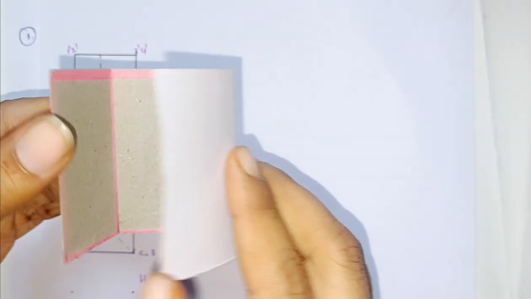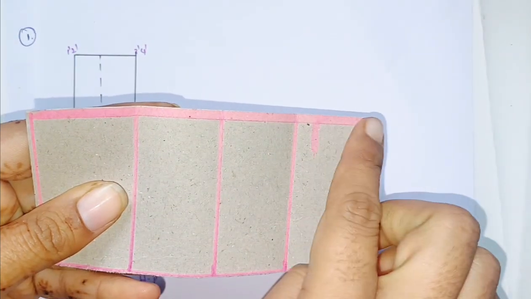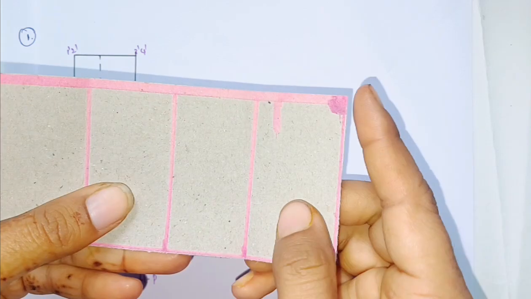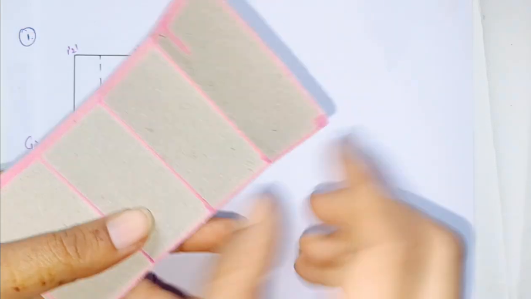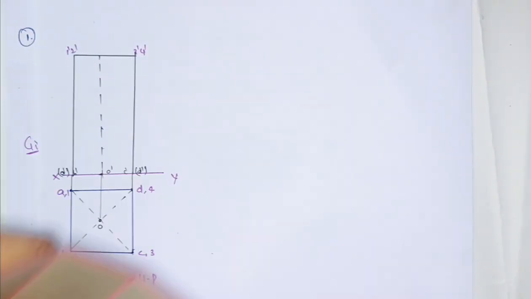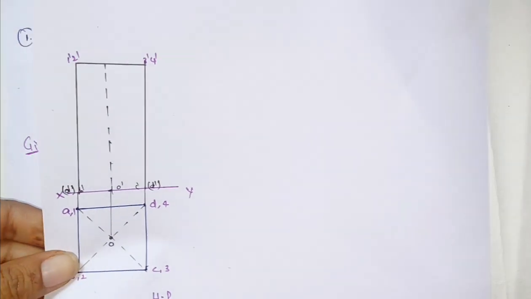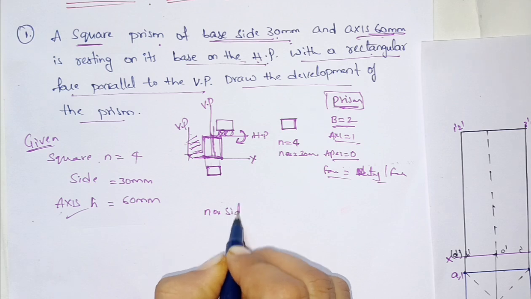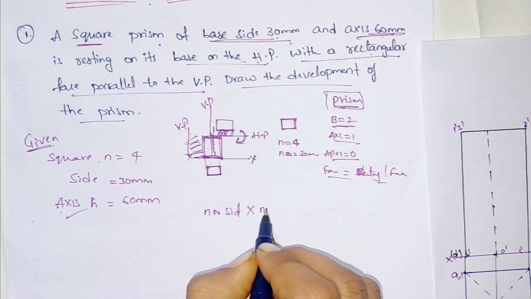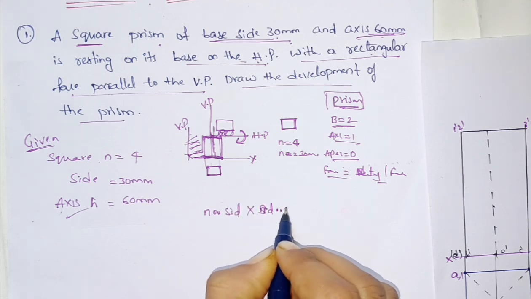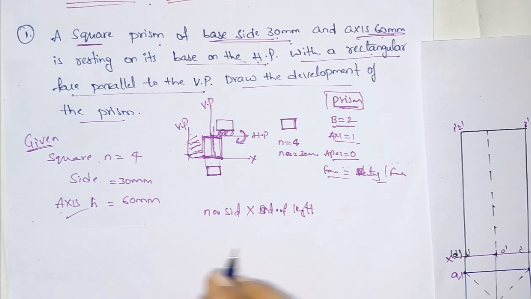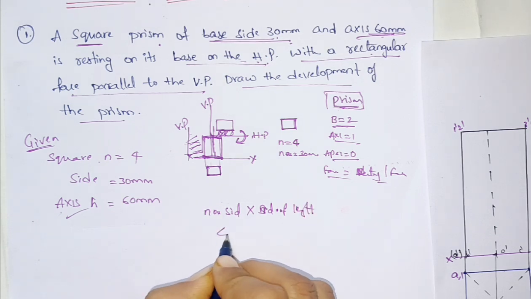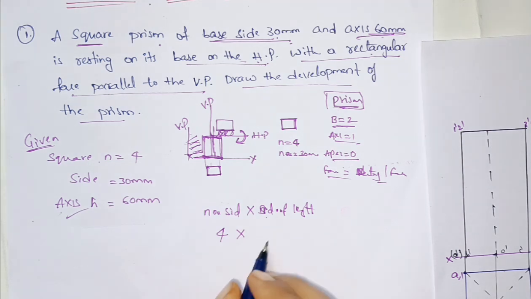So you have to calculate the length of the surface; the height is given in the question and the length you have to calculate. How to calculate the length: length is the number of sides into the side length. The number of sides in the square is 4, into the side length given in the question, 4 into 30, 120 mm.